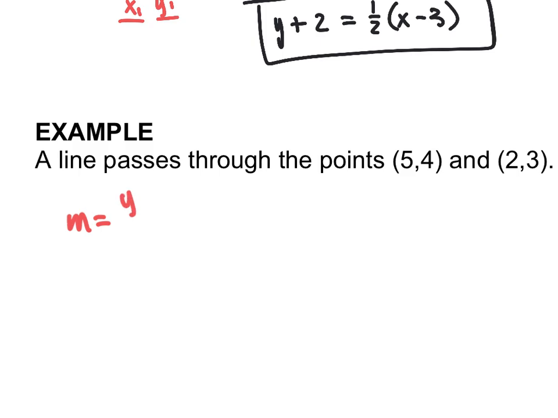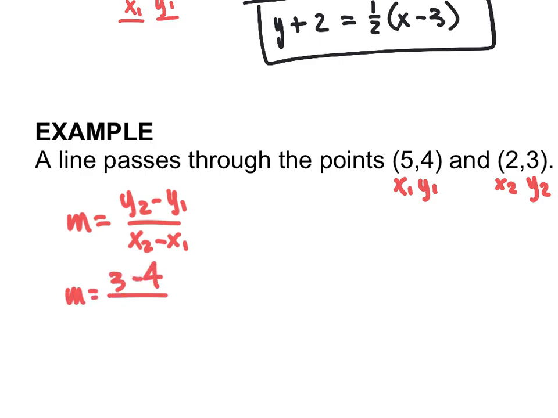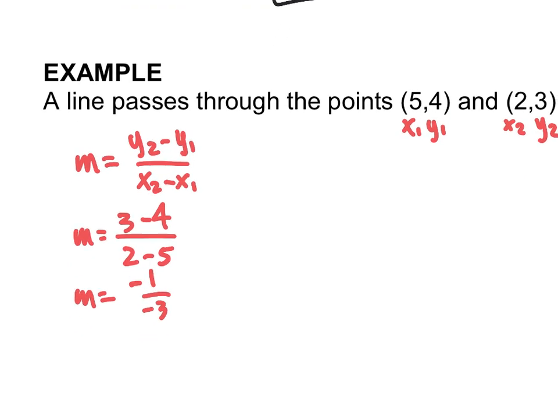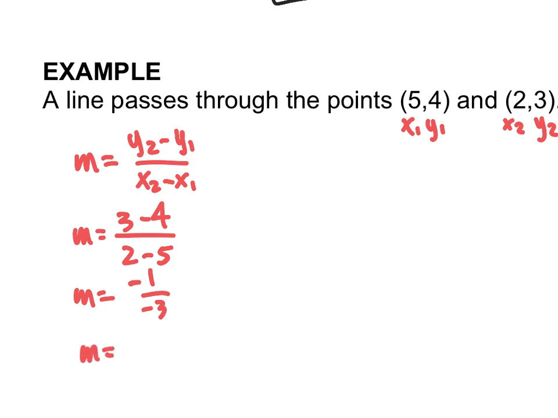So I'm going to do y2 minus y1 over x2 minus x1. So x1, y1, x2, y2. If I plug those in, that's going to give me 3 minus 4 over 2 minus 5. And so then our slope is going to be negative 1 over negative 3. And then our slope is just going to give us positive 1/3.